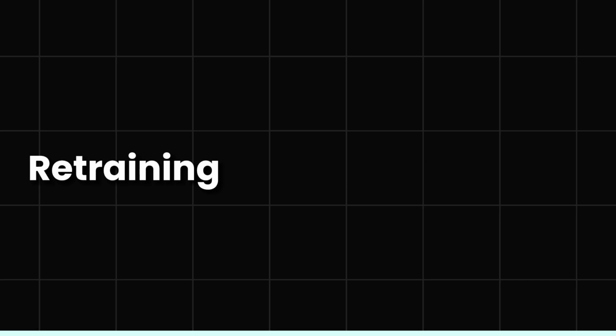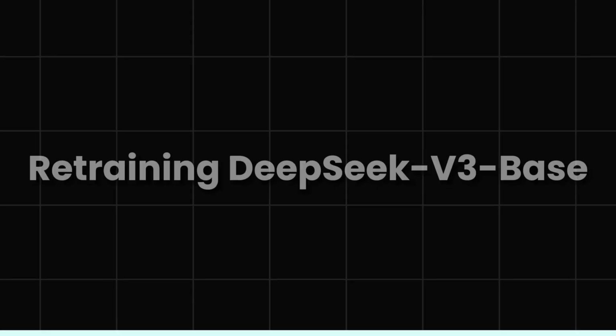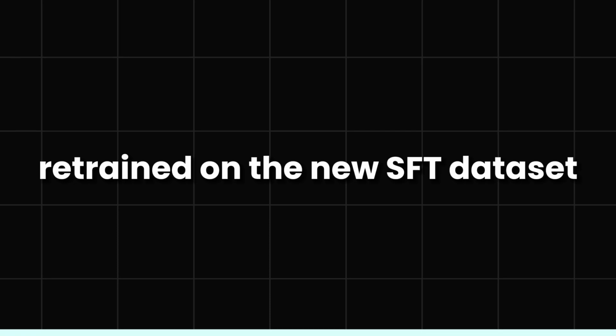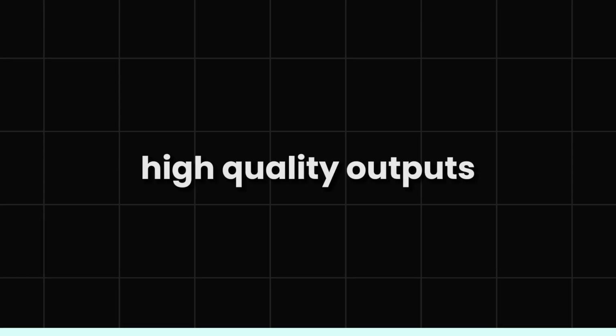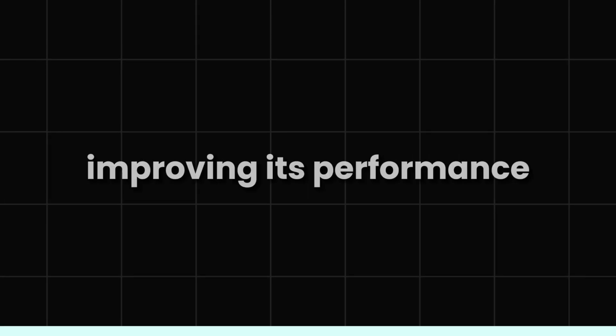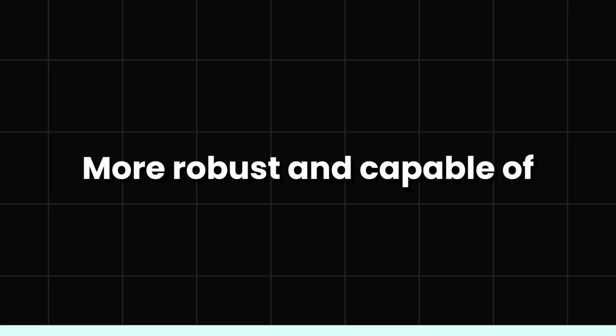So the fourth step is now retraining DeepSeek V3 base. The DeepSeek V3 base model is retrained on the new supervised fine-tuning dataset, which includes both the original supervised data and the high-quality outputs from the rejection sampling. This step ensures that the model retains its general capabilities while improving its performance on reasoning tasks. The model becomes more robust and capable of handling complex reasoning tasks.